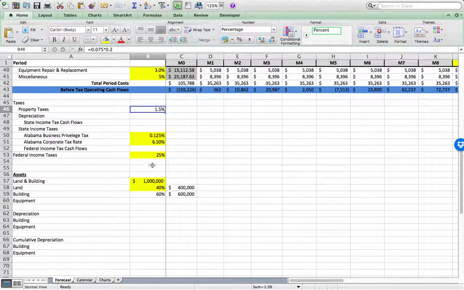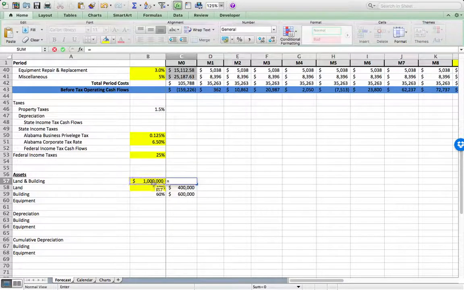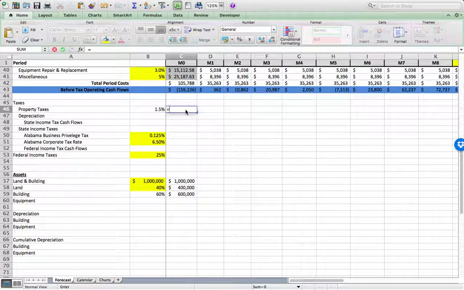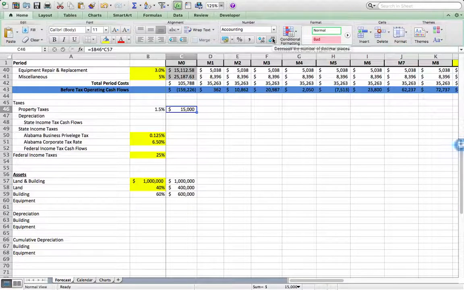So in our case, we're going to go ahead and just set this total land and building equal to that. So the property taxes is equal to this amount, which we've got to put a dollar sign in to lock in, times the combined value of those. And for our purposes, we're just going to assume that they stay the same all the time. Obviously, you don't have to, but we are. All right. So we will have a $15,000 property tax.